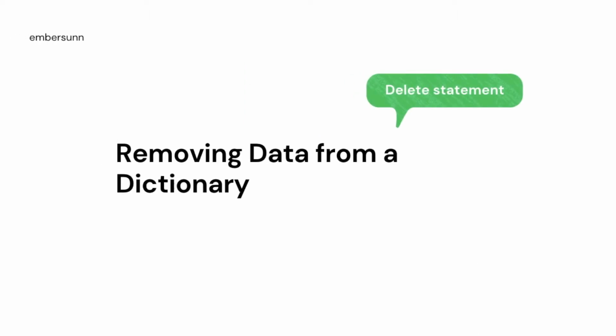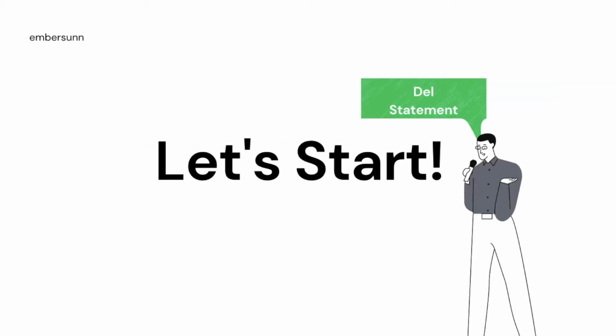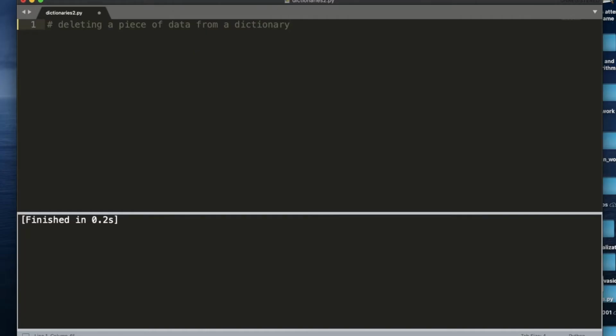So in part 1, we talked about key-value pairs and how to implement them. But when you no longer need a piece of data in a dictionary, you need to implement a different kind of statement. Let's get into the code and see what I mean in action. So the first step is to create a dictionary that we could work with.